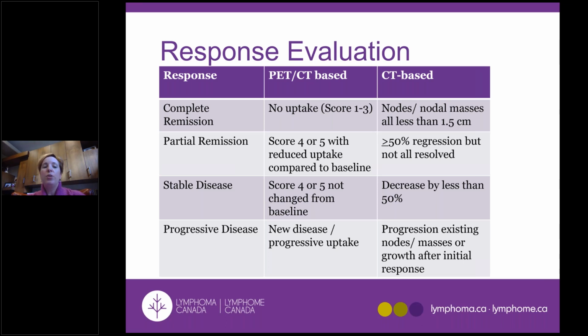When we're using CT scan to determine if there's complete remission, it relies on determining if the size of the nodes or nodal masses have all decreased back to normal. Partial remission is if there's an improvement compared to baseline, but still residual uptake on PET scan, or on CT, at least 50% regression of the lymphoma, but not all resolved. Stable disease is improvement, but not quite partial remission. And progressive disease is new disease or progressive uptake on a PET scan, or progression of existing nodal masses or new growth of nodes or masses after initial response on CT.